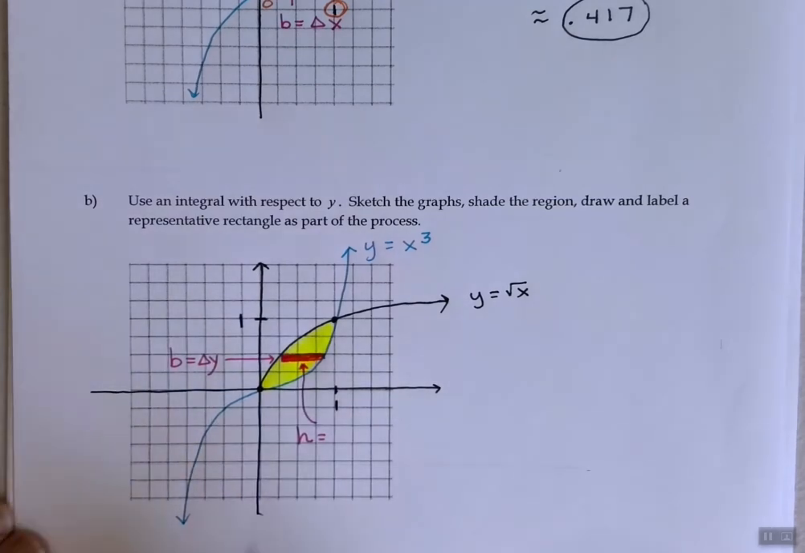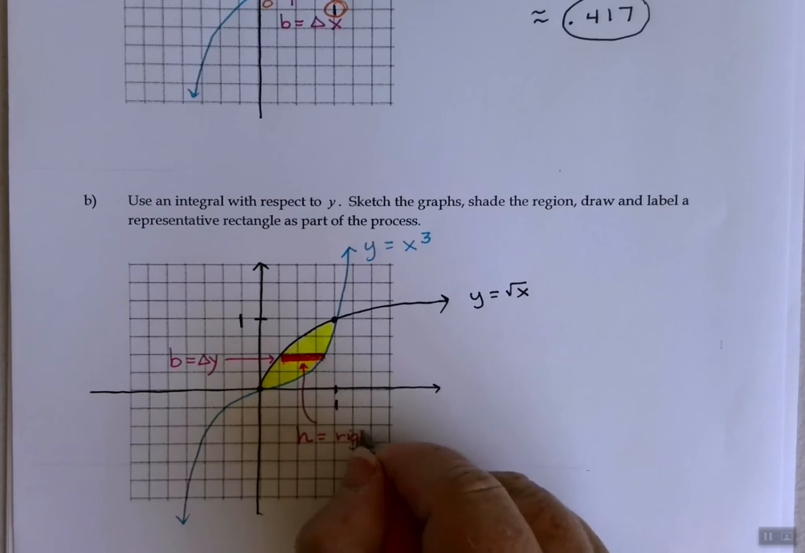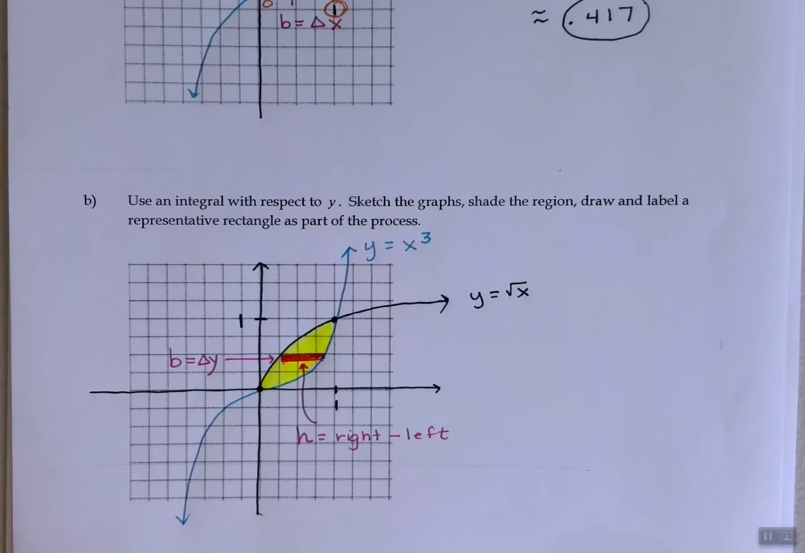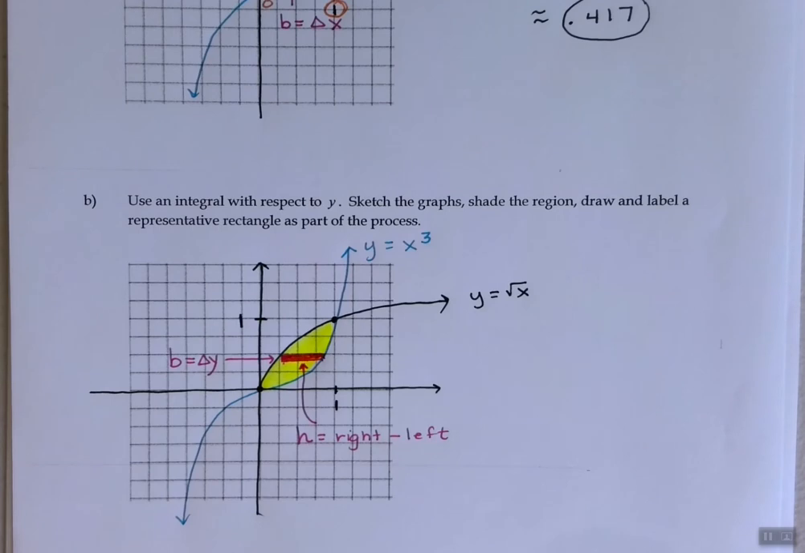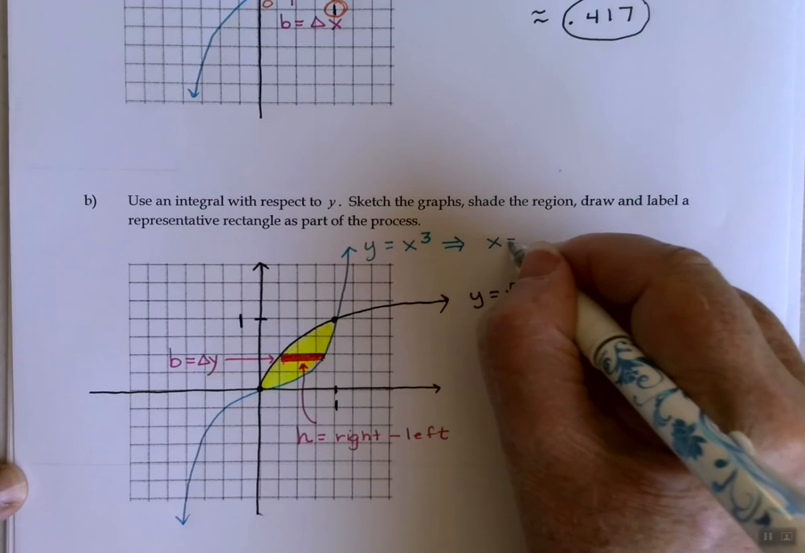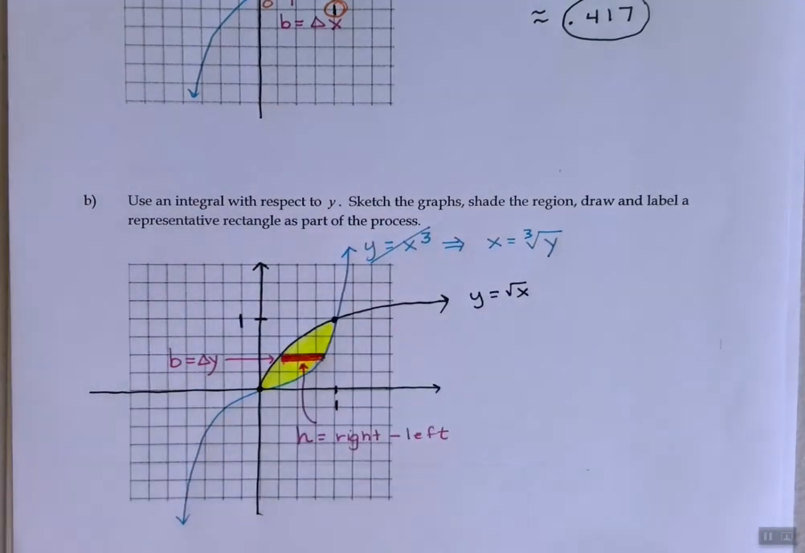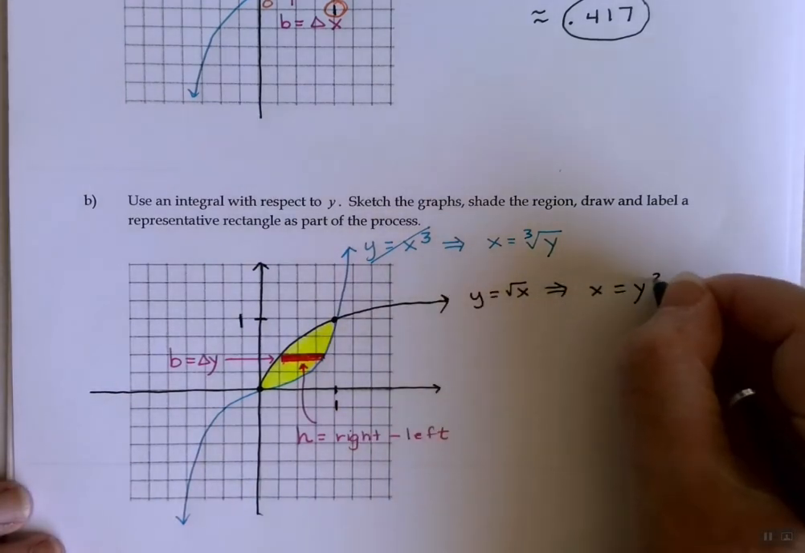The height, I'm going to have to go with the right side minus the left side. And that means that I'm going to need x values. I'm going to need these solved for x. Every time you do horizontal rectangles, you always need to solve your equations for x. So I'm going to say this one, if I solve for x, I'm going to think of it instead as x equals the cubed root of y. And this one, if I solve for x, x would equal y squared.